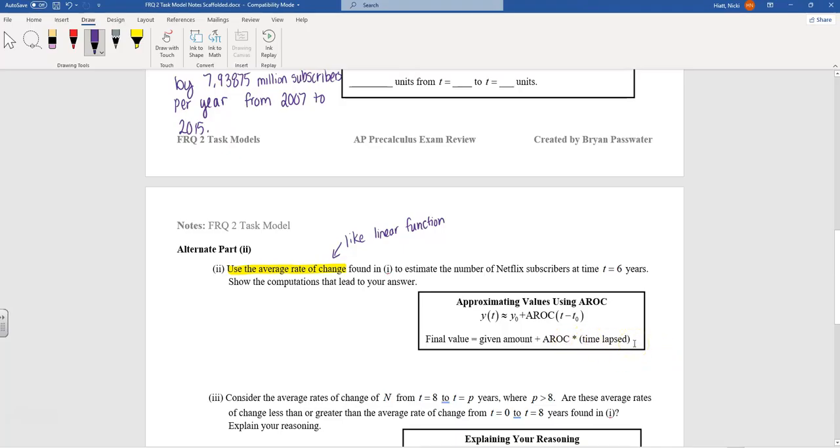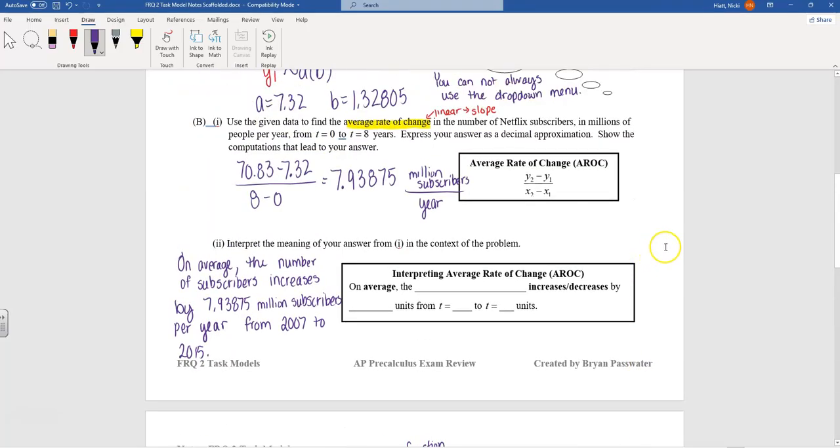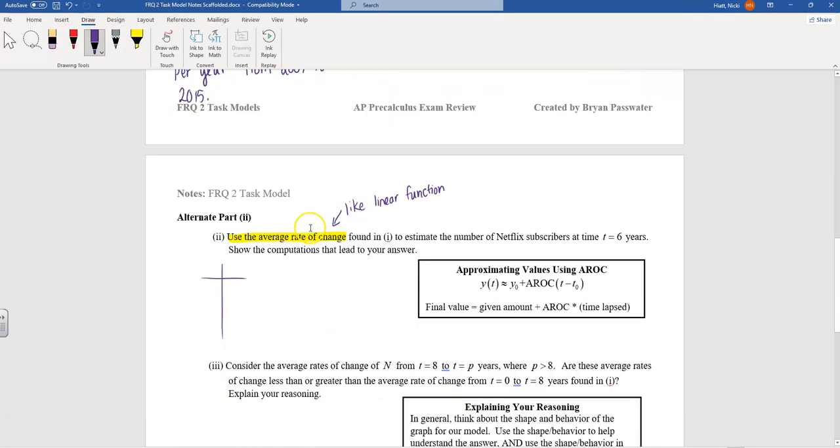Some of you make a table here. This is not a good table problem because the numbers aren't whole numbers. But you might say, we started off at 7.32, so at 0 we had 7.32. And then at 1 we're going to add to it, and do a table all the way till you get down here to 6. That's fine as long as you show your work on that.